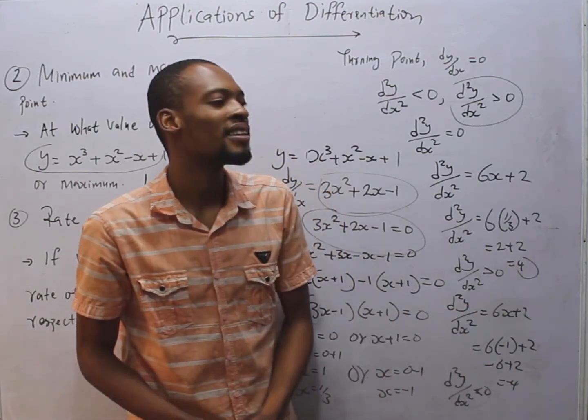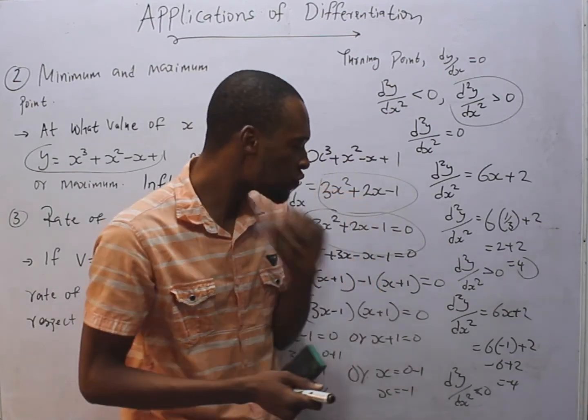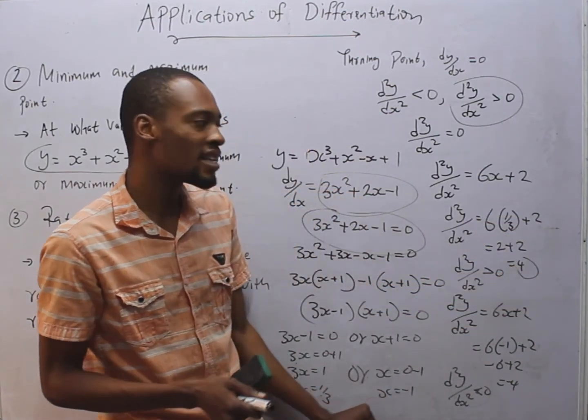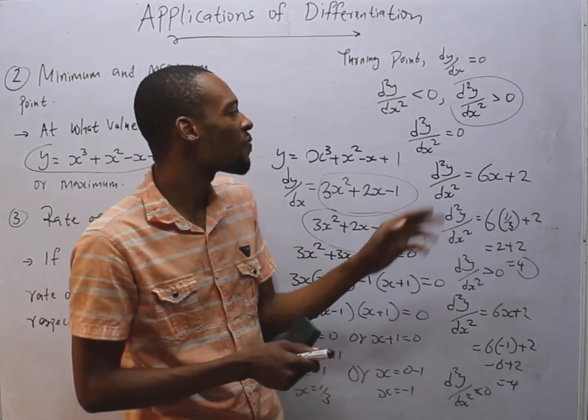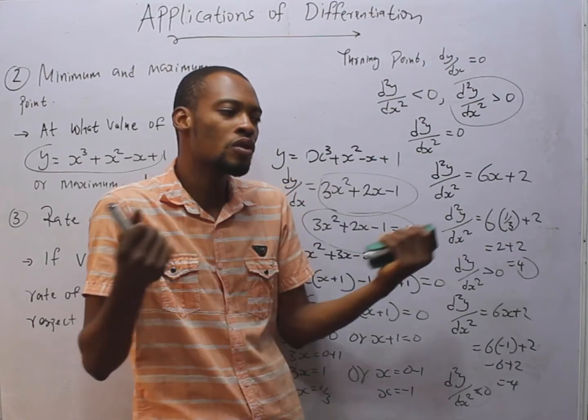So we solved. Now, in a situation where you look for d squared y over ds squared and you substitute the value of s, if it gives you 0, that is the inflection point, when d squared y over ds squared equals 0.